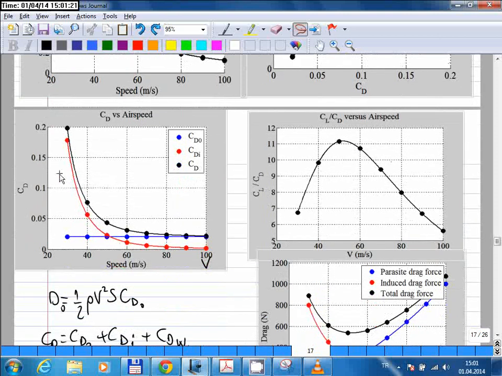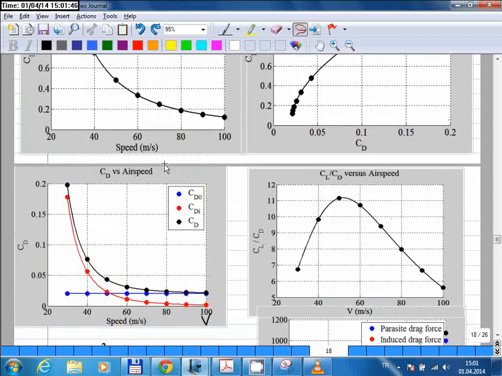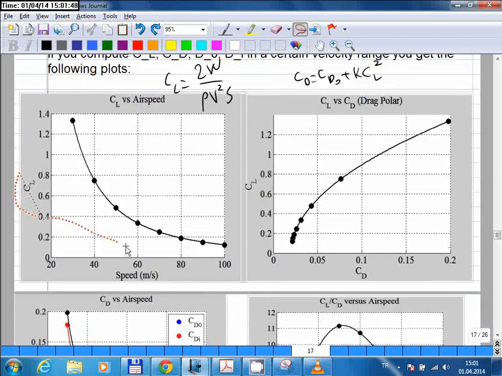Similarly, you can plot drag coefficients as a function of flight speed. CD0 is a constant. It's a constant parasite drag coefficient, so this doesn't change. No matter what the flight speed is, this always stays fixed at this number. However, the induced drag coefficient depends on the CL value, which changes according to this.